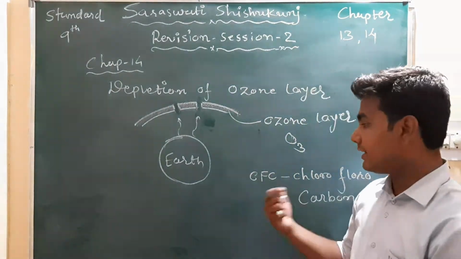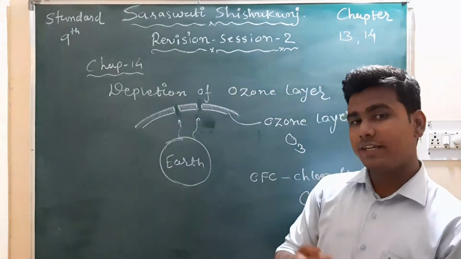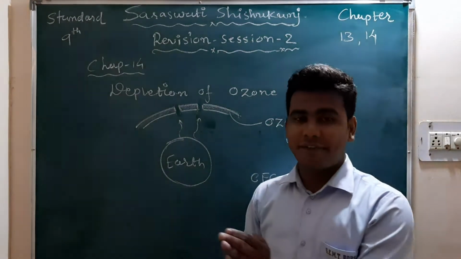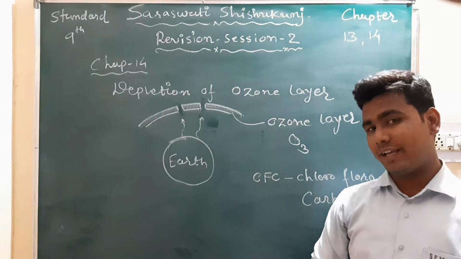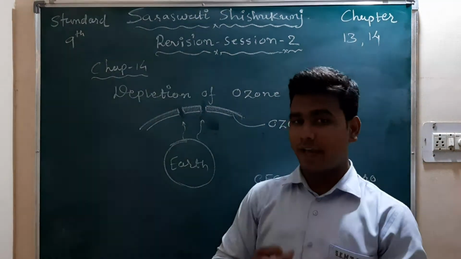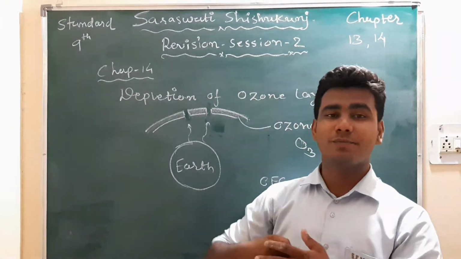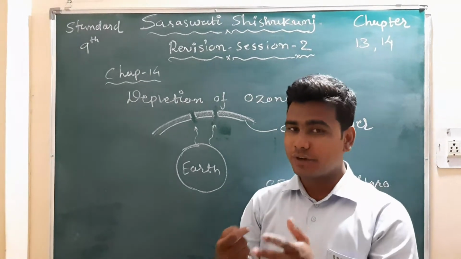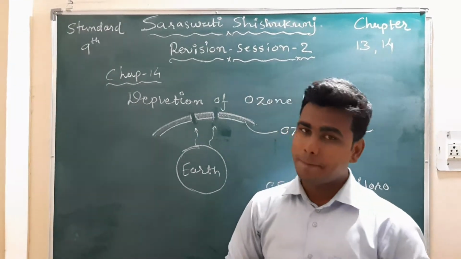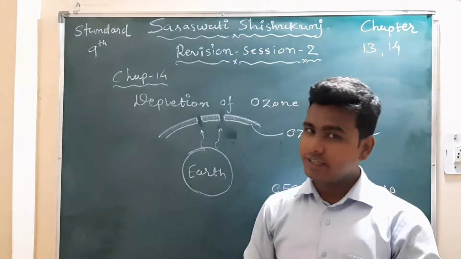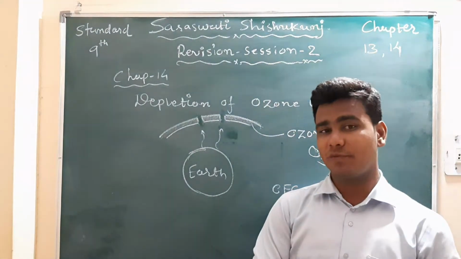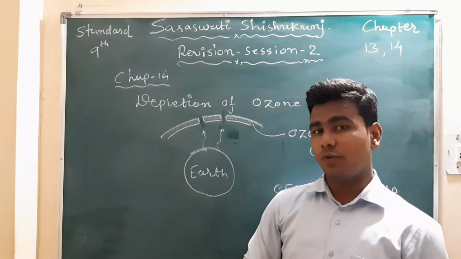We can avoid this by using HFC or Freon instead of CFC. Also, if the refrigerator or AC which we are using is very old and creates more CFCs, then replacing it would be the better option. So this way depletion of ozone layer is also a global problem which is caused to us due to pollution.